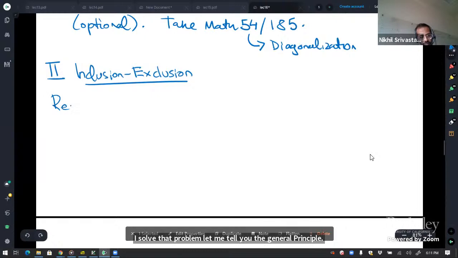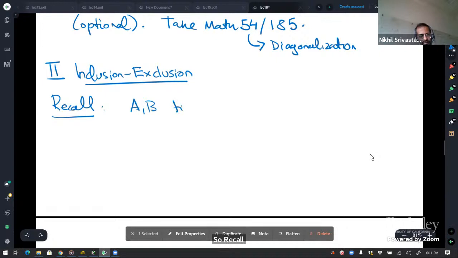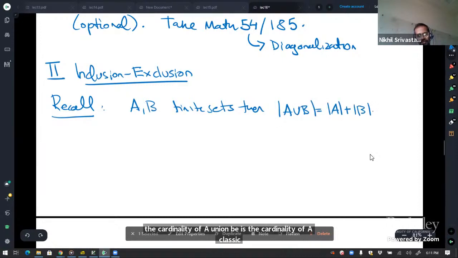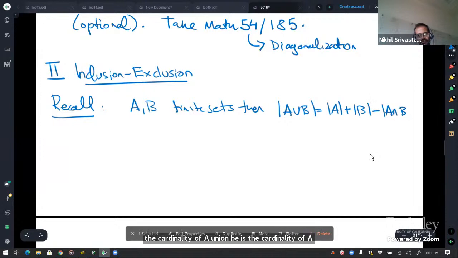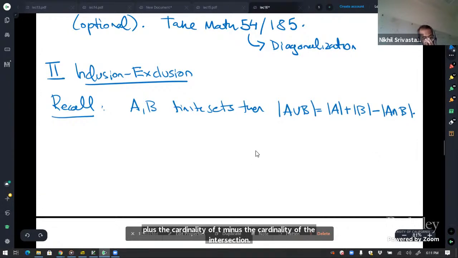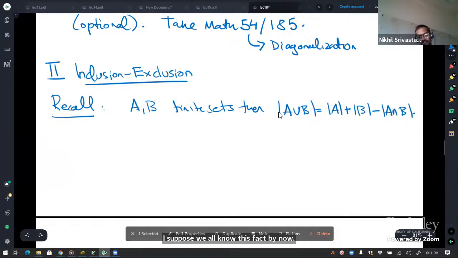So recall that if you have A and B finite sets, then the cardinality of A union B is the cardinality of A plus the cardinality of B minus the cardinality of the intersection. I suppose we all know this fact by now. But let's ask what happens when you have three sets. Okay, so let's say you have three finite sets, A, B, and C.